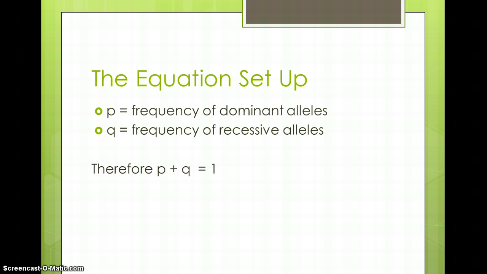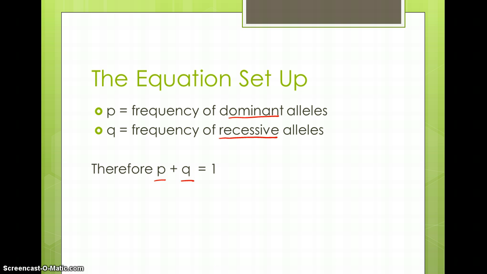Now, when we talk about the Hardy Weinberg equation, we're going to talk about any type of trait that has a dominant or a recessive allele, or only two alleles. And for this equation, we are going to say that P is going to equal the frequency of the dominant alleles. Q is going to equal the frequency of recessive alleles, or the percentage of recessive alleles. Since the alleles are either dominant or recessive, the frequency of P plus the frequency of Q would equal 1.